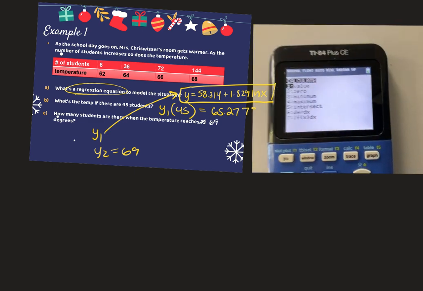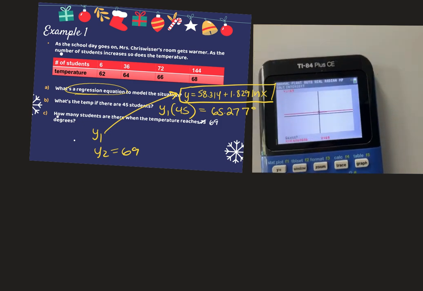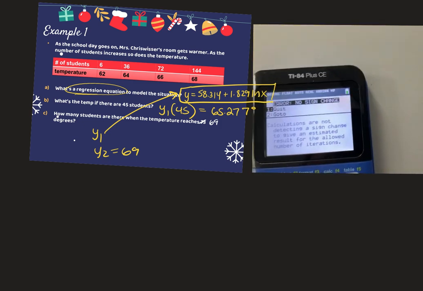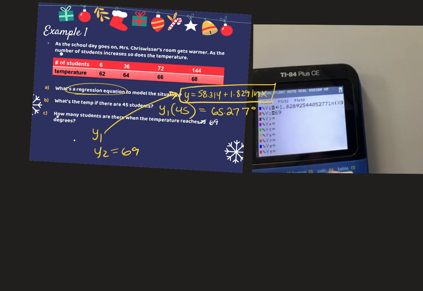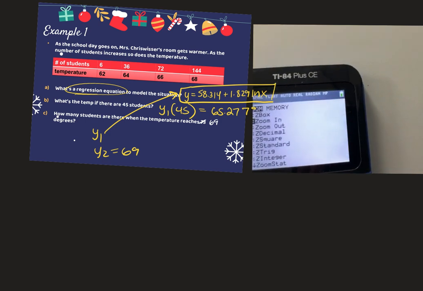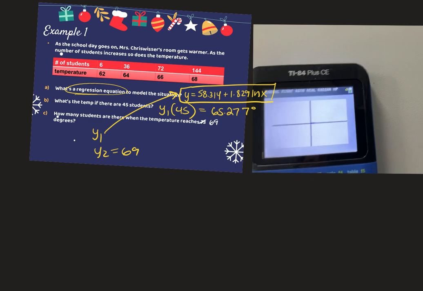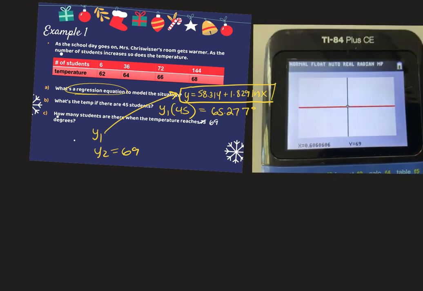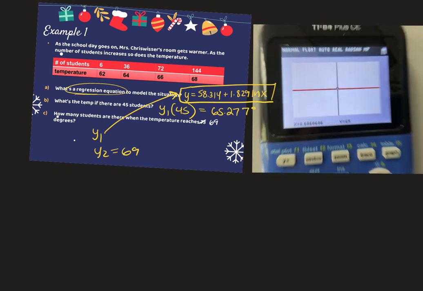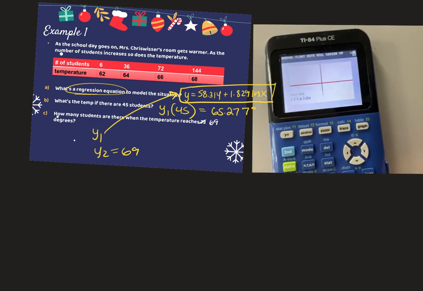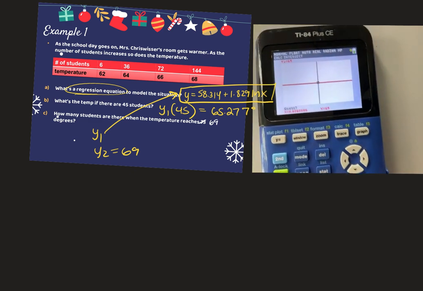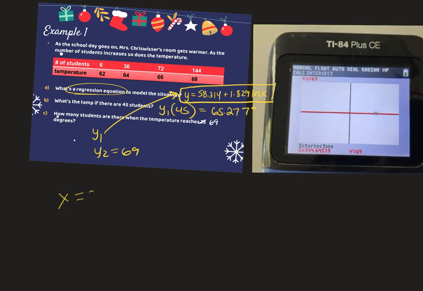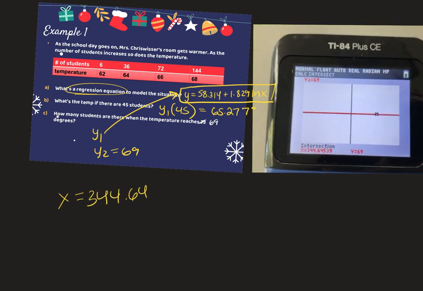And I'm going to try it again. Second, trace, intersect is 5. I'm on the curve, guess. And this time it worked. Oh, no, not yet. Go to graph. Zoom out again. And obviously we don't see it, but if your sign changes, your graphing calculator will catch it. So even though it looks like there's no way we could possibly determine it from looking at it, as long as your calculator can catch it, it will. So it says x equals 344.645.